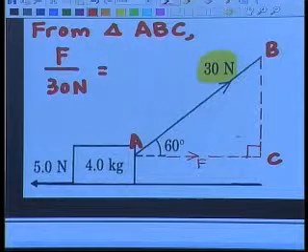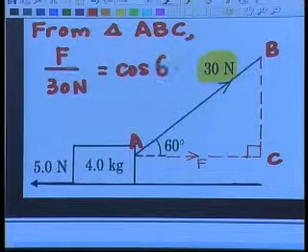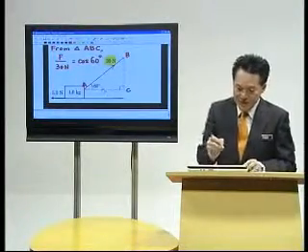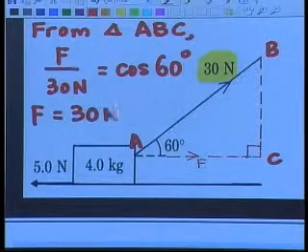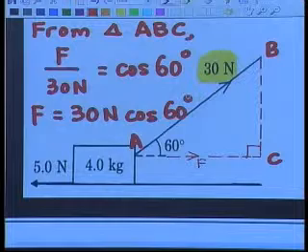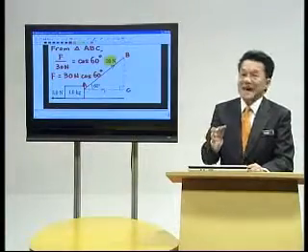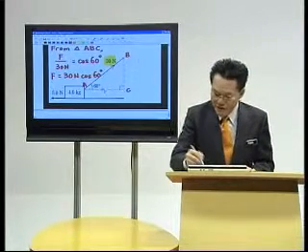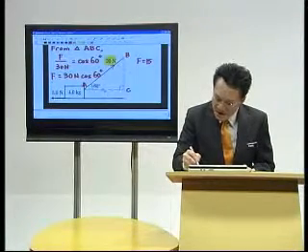What do I get? F divided by the hypotenuse is the cosine of 60 degrees. It's very easy now. After that, I work it out. What is F? F equals 30 Newtons. I multiply it by cosine 60 degrees. You know that the cosine of 60 degrees is half. After working it out from your calculator, F is equal to 15 Newtons. I write it on this side. My final calculation: F is 15 Newtons.